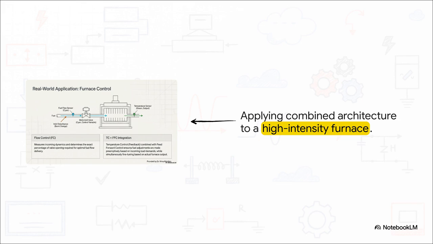Let's ground all this abstract theory into physical reality for a second. Picture a high-intensity industrial furnace. If a sudden surge of cold fuel enters, that's our inlet disturbance, right? A simple feedback controller wouldn't react until the entire furnace actually dropped in temperature. But with our combined architecture, a flow sensor preemptively detects the fuel change and adjusts the valve instantly. Meanwhile, the temperature sensor at the exit is still providing feedback to perfectly fine-tune that long-term heat output.